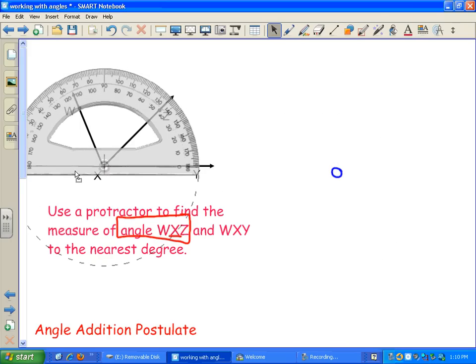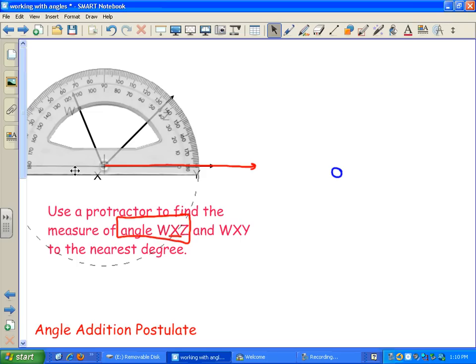So I'm going to put that at X, and I'm going to go ahead and make sure that I am lined up with 180 degrees. As you see right here, I am lined up with 180 degrees. So I want to go ahead and find angle WXZ.